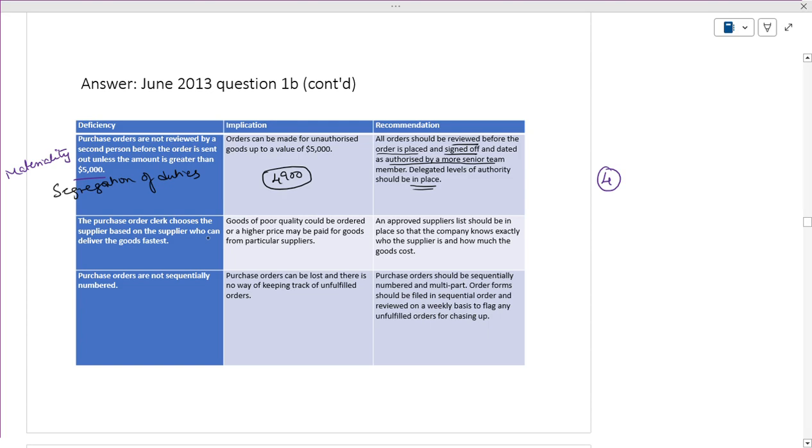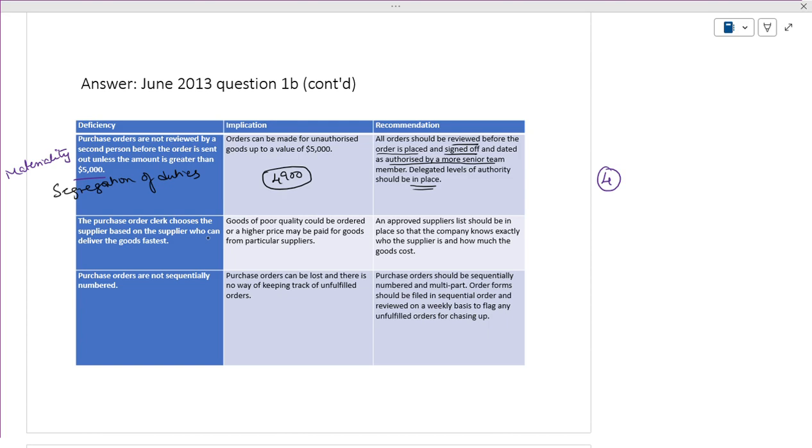Now you tell me, it is at a very initial stage. Structure: first you identify the deficiency. Any orders less than 5,000, no review. This is the deficiency. You are identifying and explaining it.